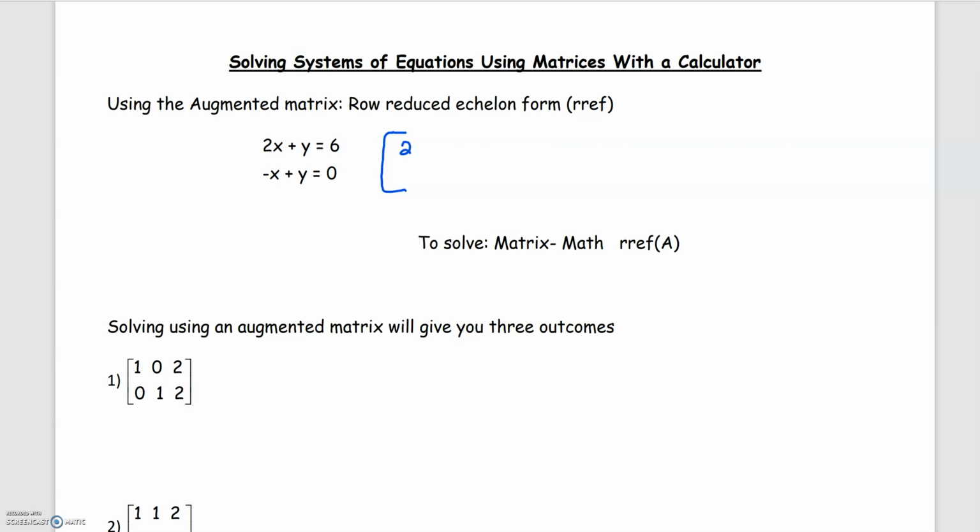2, 1. So the coefficient of x is 2, the coefficient of y is 1, and then the 6 for the constant. Then this equation would be -1 for this coefficient, 1 for y's coefficient, and 0 for that constant. And then we would put that into our calculator, and then we would push the reduced row echelon, and then we would get our solution.